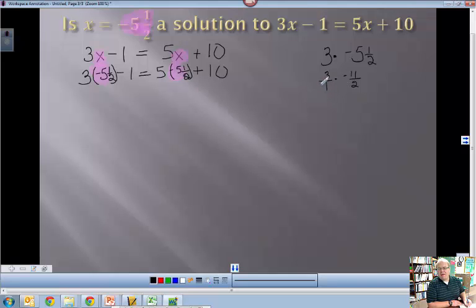So now I look to see, can I cross reduce? I can't cross reduce. So now I'm going to multiply straight across. So I have negative 33 divided by 2 as my answer. Now, because I'm dealing with mixed numbers, I'm probably going to take this back to being a mixed number. So I'm going to put 33 inside my box, 2 outside my box.